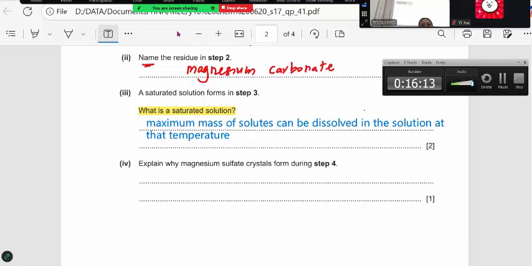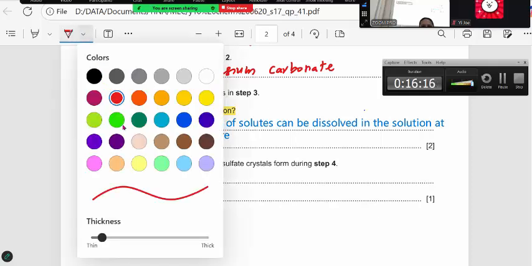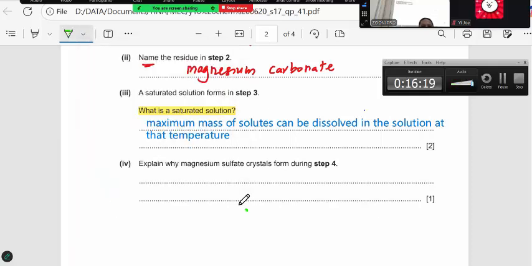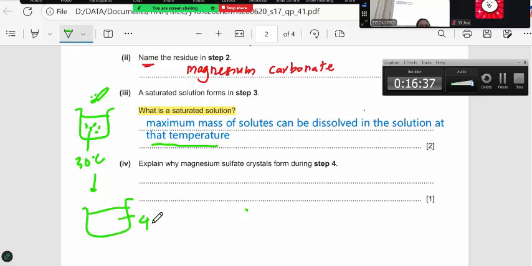Why must we say at that temperature? Because let's say the temperature is 30 degrees Celsius, you add and add and add magnesium sulfate. This is the maximum. If you increase the temperature to 40 degrees Celsius, can it dissolve more? Yes. And if you decrease the temperature to 10 degrees Celsius, what will happen? It will not dissolve anymore. So the ones that you added just now will start to form crystals. So that's your answer here.